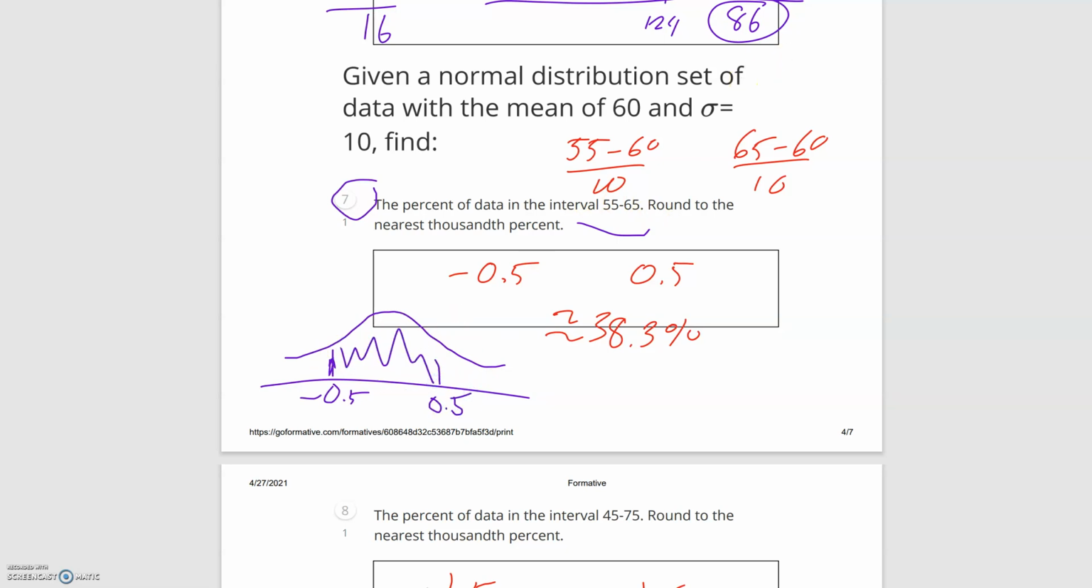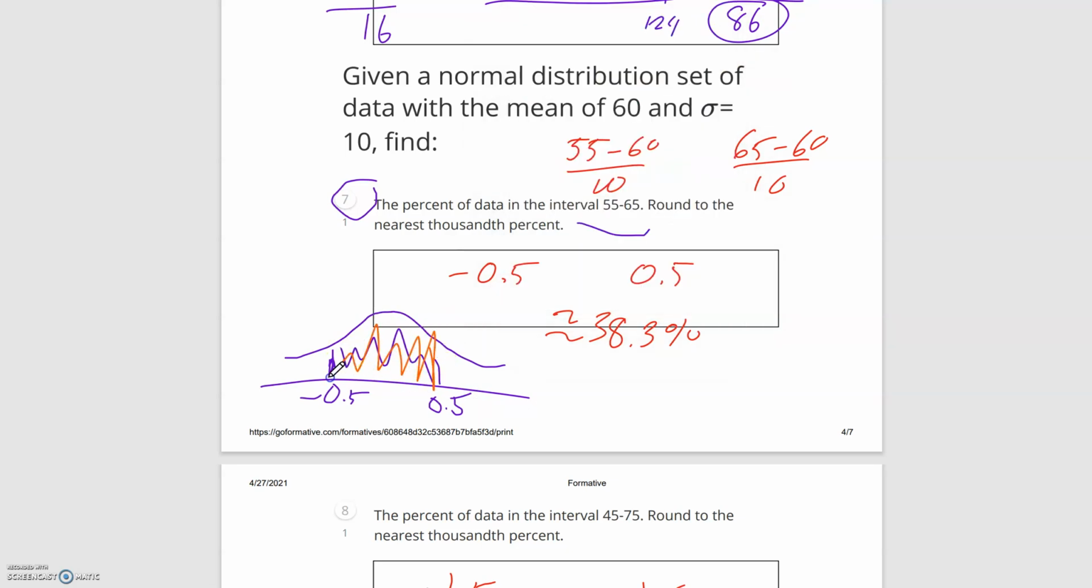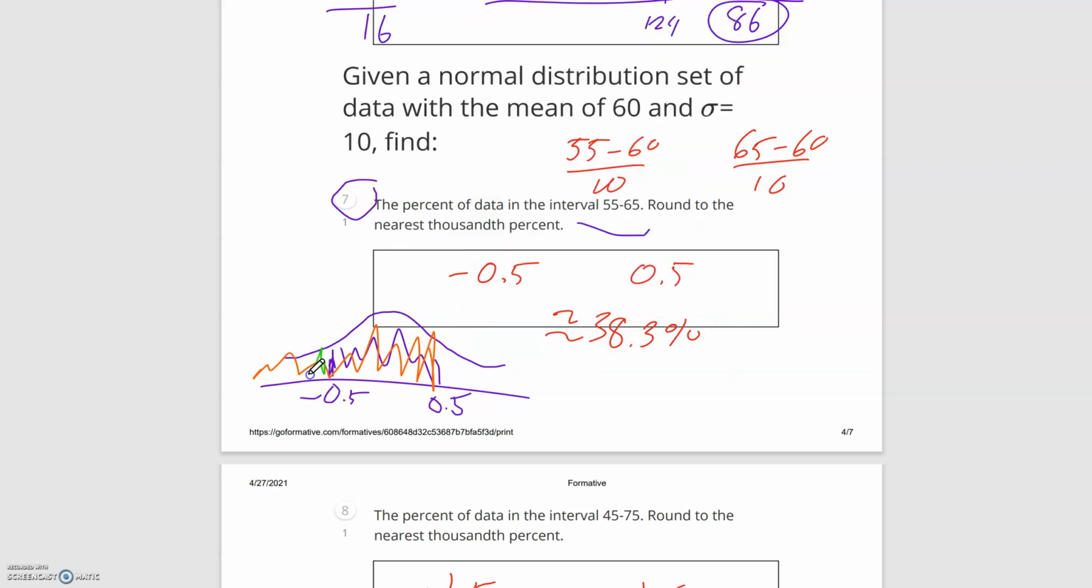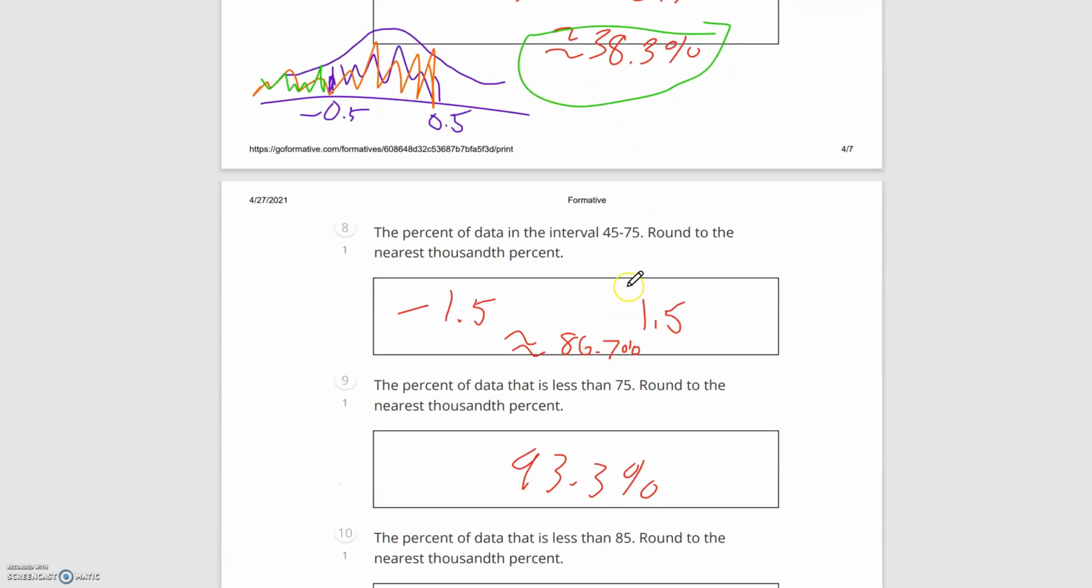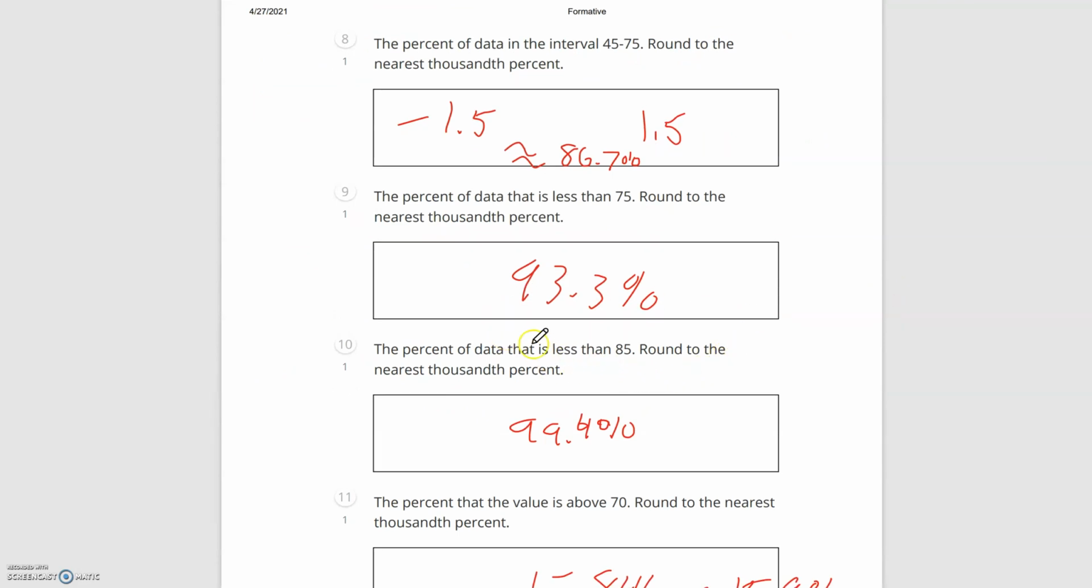So all I've got to do here, let me change colors one more time, is find out the percentage below here. Okay, and then remember, find the percentages right here, subtract them, and that's what's left over. That's exactly what I'll do here, and it should come out to be about 38.3% for that one. And that's kind of what you're doing for 8 as well. So honestly, the homework isn't super exciting.